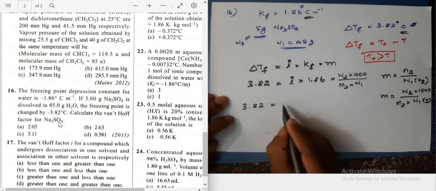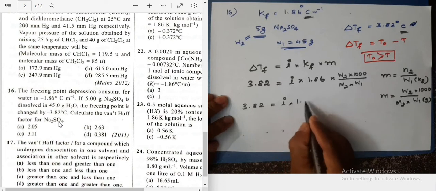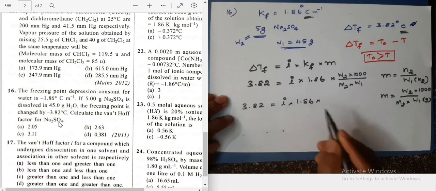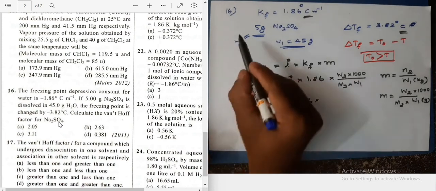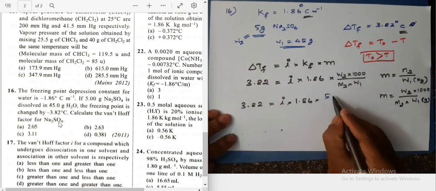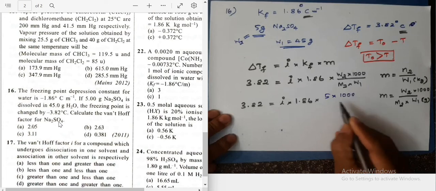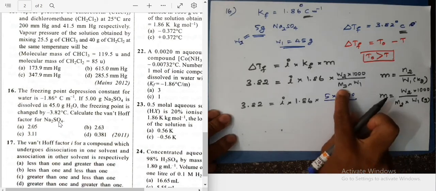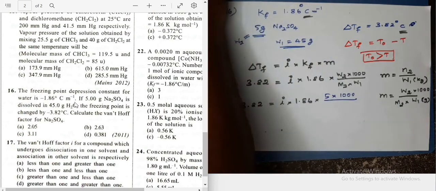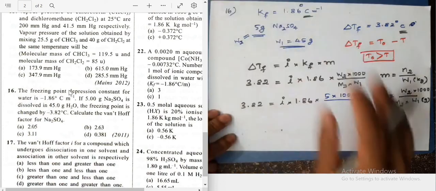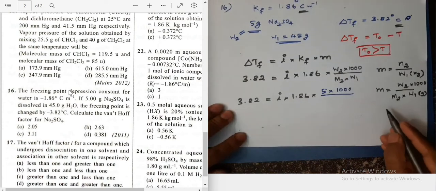So 3.82 equals i into 1.86, into the weight of solute. Weight of solute is 5 grams, so 5 into 1000 divided by molar mass of solute. Sodium sulphate is given, so you need to find out the molar mass. Sometimes in the question itself they will provide it, but now it is not given, so we need to find out. So what is the molar mass of sodium sulphate?